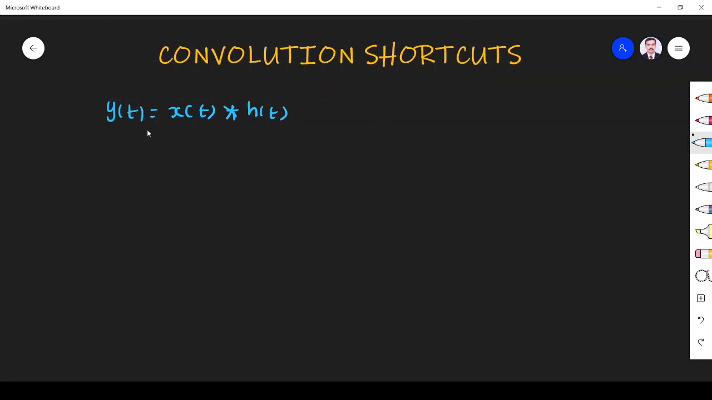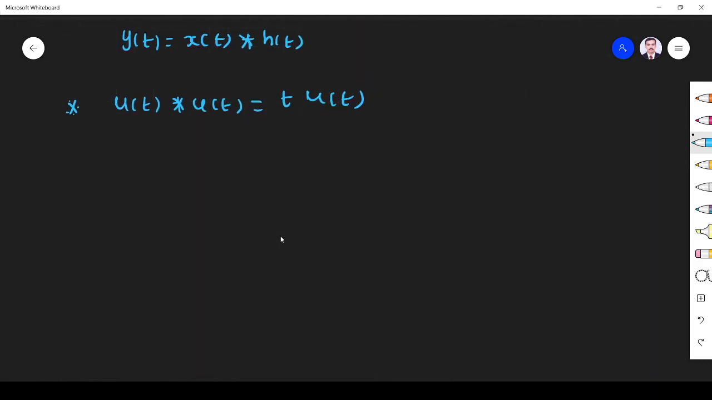Use this shortcut, right? The first thing you must remember is that the convolution between u of t and u of t is given by t into u of t. This you must remember, right? Based on this equation, they may ask different questions. We have to know this. Fine. Okay. So by using this, we can create some shortcuts.